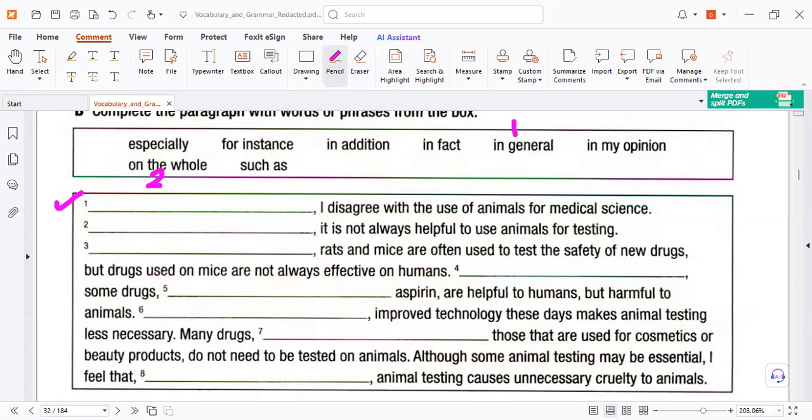Number 3, it can be in my opinion. It's not for example, not such as, not especially. So in my opinion, rats and mice are often used to test the safety of new drugs. But drugs used on mice are not always effective on humans. So it's just an opinion. So it could be 3.